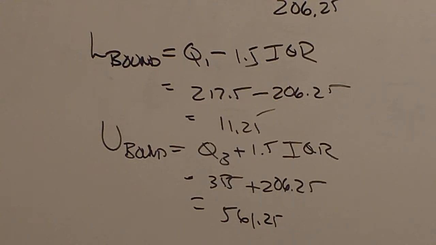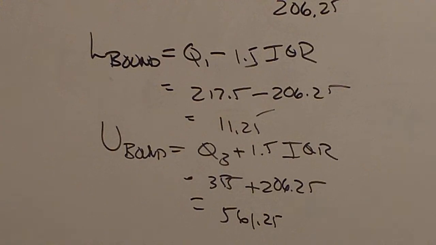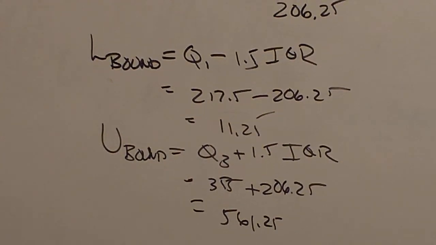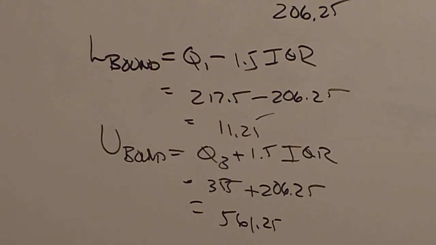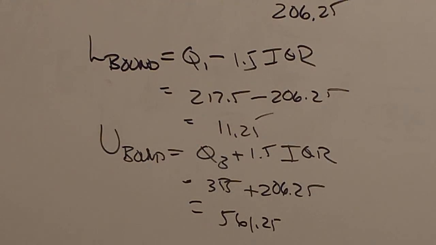So as long as I have no value beneath my lower bound and no value above my upper bound, what does that mean? That means that I have no outliers. So in this case, is there any value greater than 561.25? Nope. And there's no value less than 11.25. So because of that, I have no outliers.